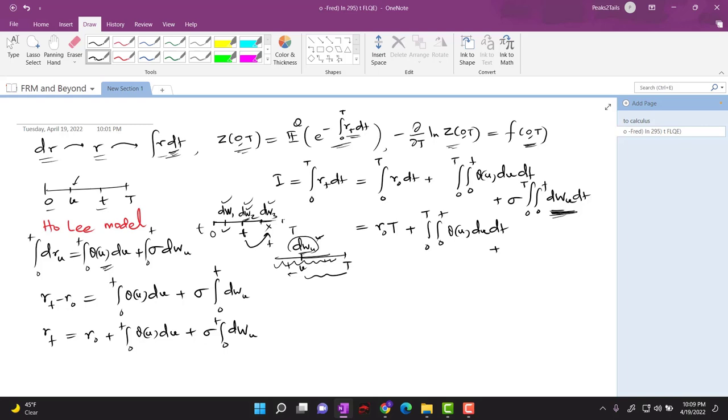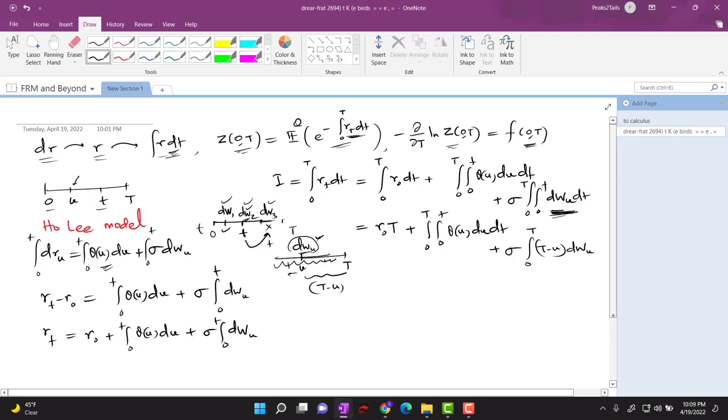Okay, so I can rewrite this as sigma. I'll remove one integration and write this as integral from 0 to capital T of (T minus u) dw(u). Okay, so that's my I. That I is just the integral of r(t) dt from 0 to capital T. Now let's talk about the expectation and variance of I.